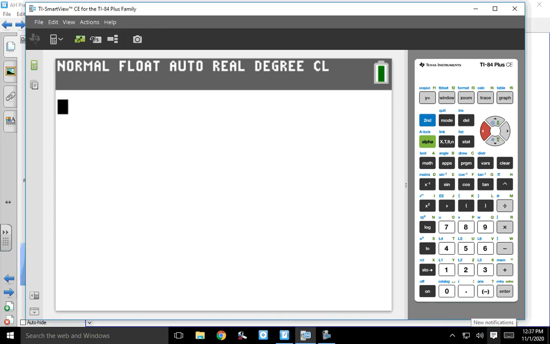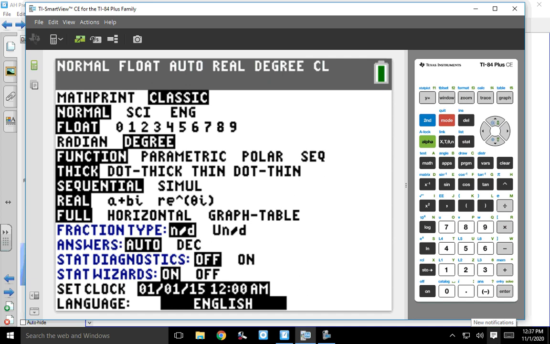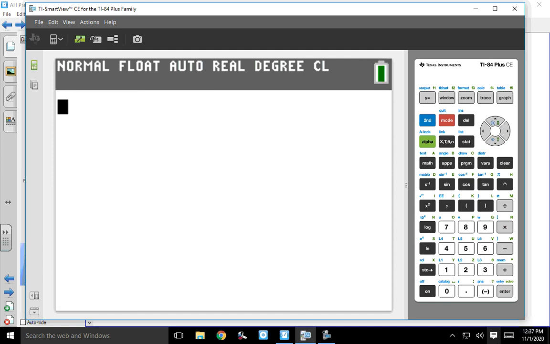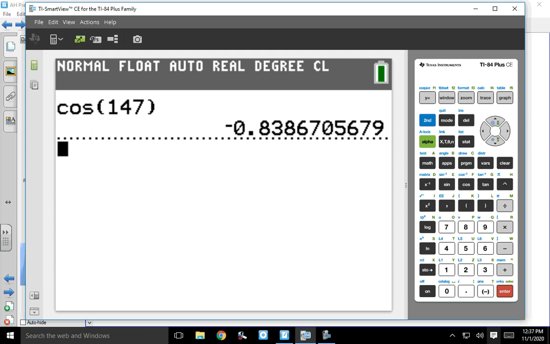With your calculator, one thing you need to make sure you do is make sure you are in degree mode. If you're not in degree mode, then switch it out of radian mode and switch it back over to degree mode. So let's take the cosine of 147 degrees, which we already said is going to be a negative number, negative 0.8386 it looks like.